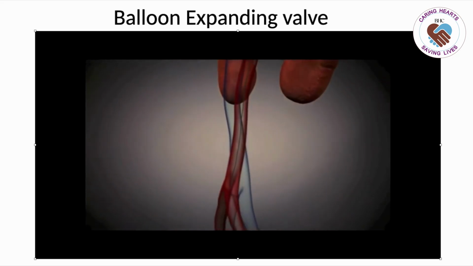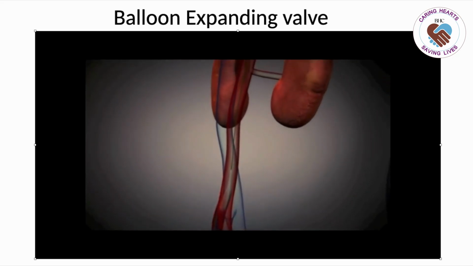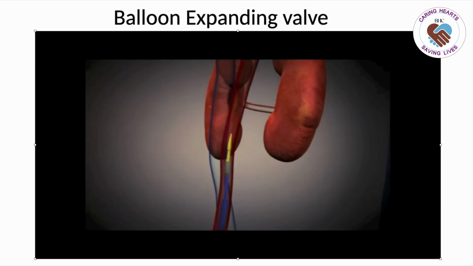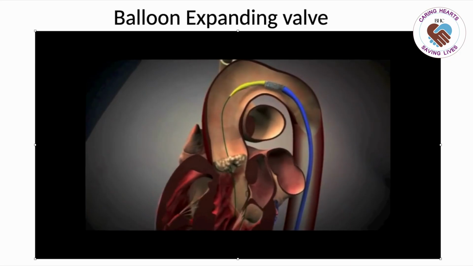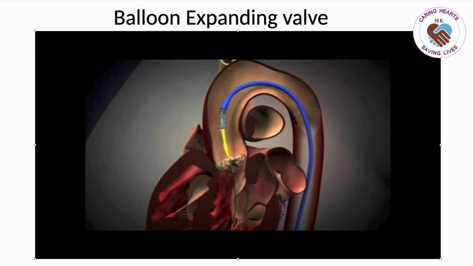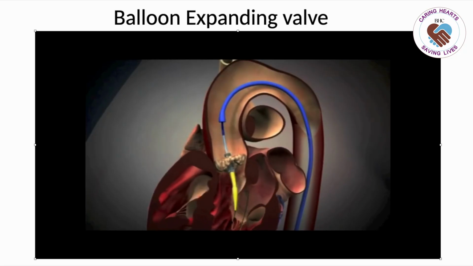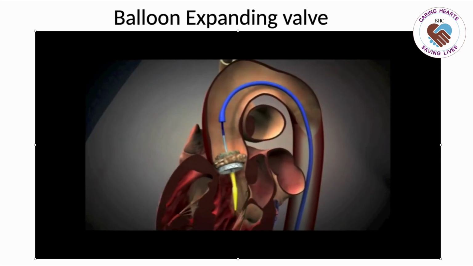Once this is done, we take the valve. There are two types of valve. What we are seeing is the balloon-expandable valve. There is another valve called a self-expanding valve. In this video, the valve is taken across the aortic arch, through the aortic valve, into the left ventricle. Once the position of the valve is confirmed by means of an angiogram, we deploy the valve by inflating the balloon using a rapid pacing protocol.